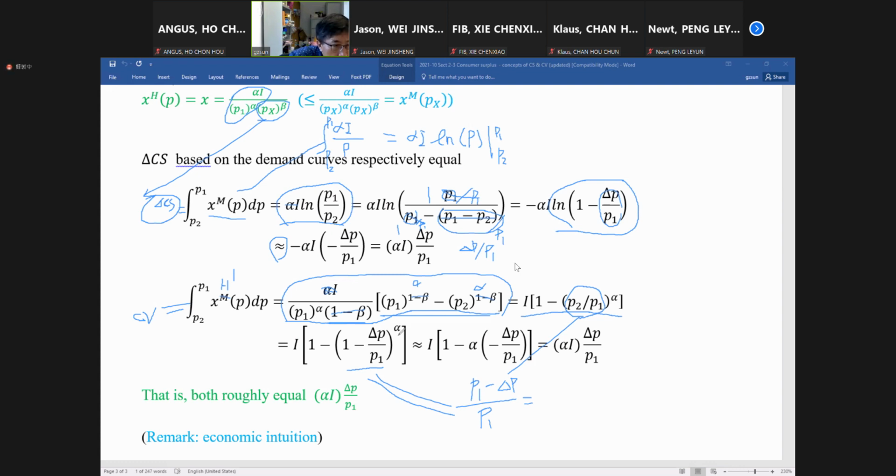And so now again, we eventually turn the whole thing into a function of percentage change in price. This is the percentage change in price. How many percent did the price drop? This is the function. Again, we are making use of some mathematics. We turn this one into a linear function of the percentage change in price, delta P over P1.